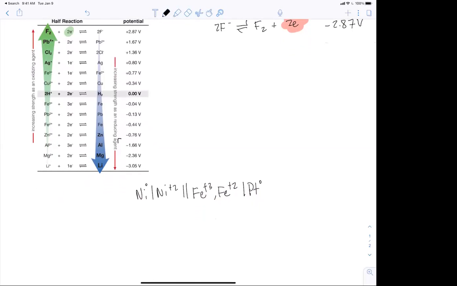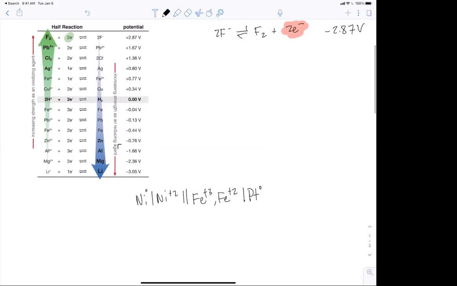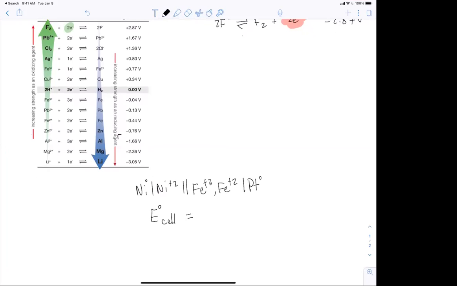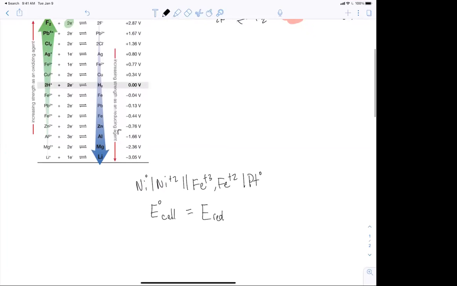If we wanted to know what the voltage was in that cell, there's a couple of equations you could use, but the E cell under standard conditions, that's what the little knot means, is equal to E reduction plus E oxidation.